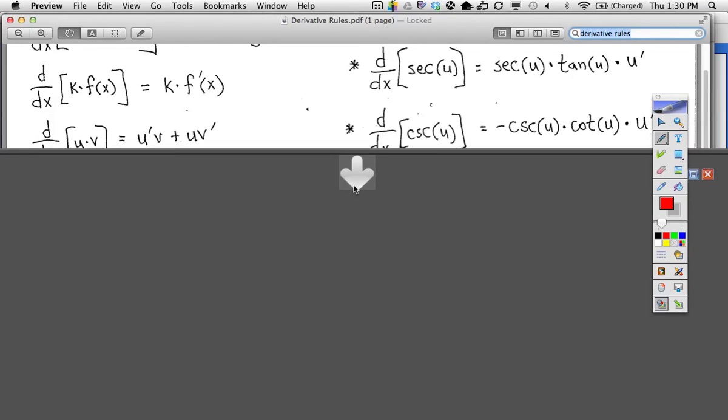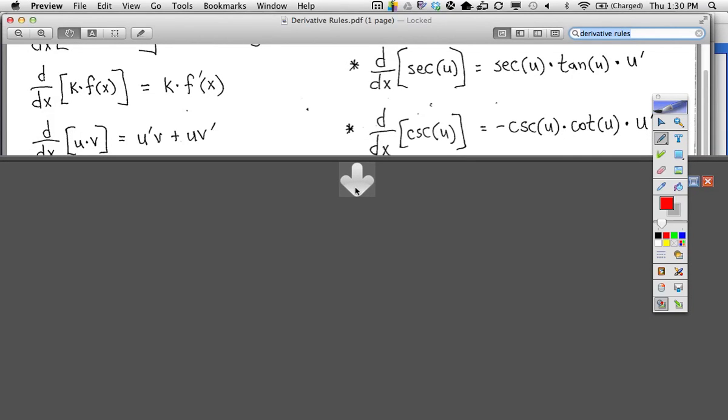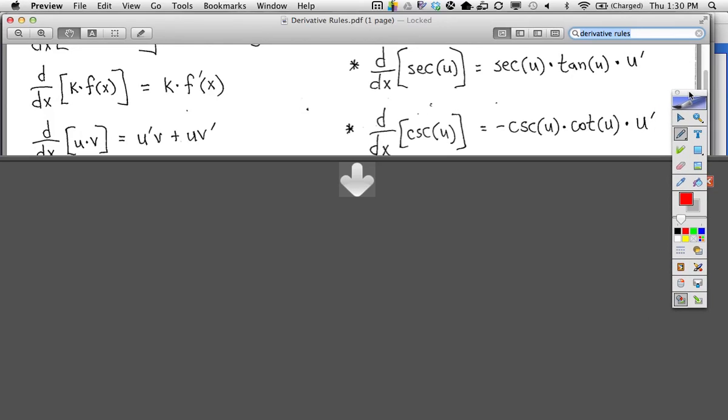Secant is secant tangent. You just have to remember that. When I say secant tangent, I mean secant of some stuff. The derivative is secant of that stuff times tangent of that stuff times whatever the derivative of the stuff is. And then cosecant's the same thing, except with a negative, it's cosecant and cotangent. So they kind of partner together. So if you memorize one, you pretty much memorize the other one pretty easy.